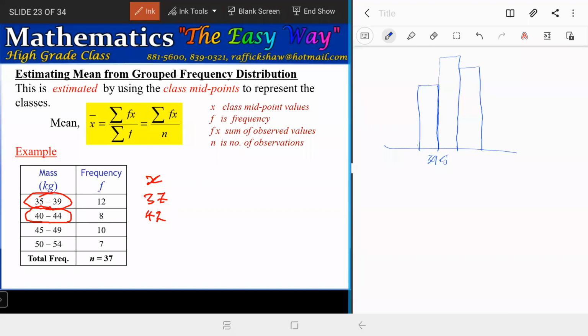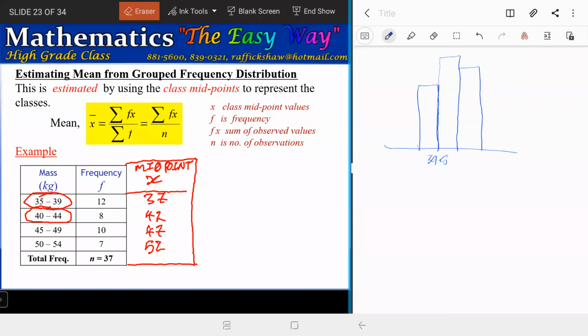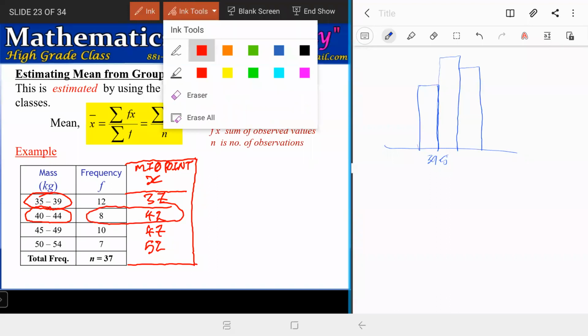For the next group, we're assuming it's 47. All of them measure 47. And for the next group, we're assuming all of them measure 52. These are all the midpoint values. Because if you use the midpoint value, some measure more than the midpoint, some measure less than the midpoint. So you're going to assume that all the bars in this group measure 37, all 12 of them, which is not necessarily true. And you assume that all 8 bars in this group measure 42, which is not true either.